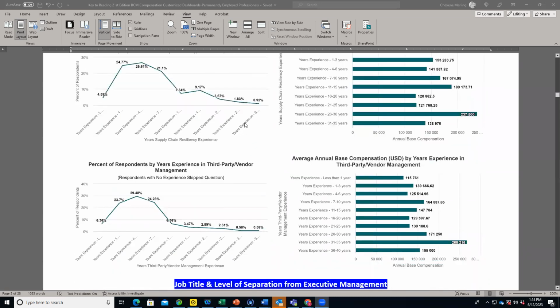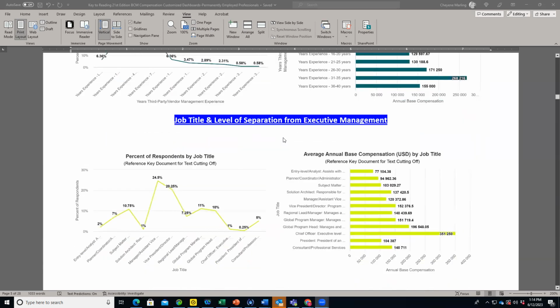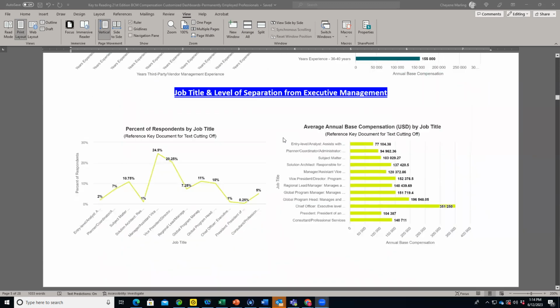vendor. One thing is you'll see those little dots here again, but we didn't include a key because if you hover over your dashboard for each of the different categories, it will show the complete text. So that's one way to see where some of the text is being cut off, but it's still viewable within the dashboard. Then we get to job title, level of separation from executive management.